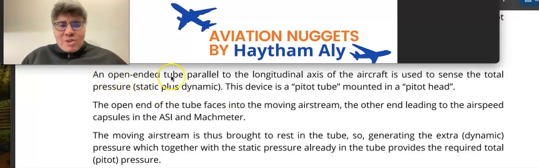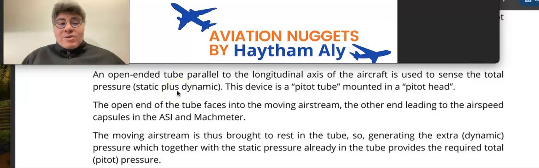An open-ended tube parallel to the longitudinal axis of the aircraft is used to sense the total pressure, static plus dynamic. What is the name of this pressure port, or what is the name of this component? It is the Pitot probe or Pitot sensor.